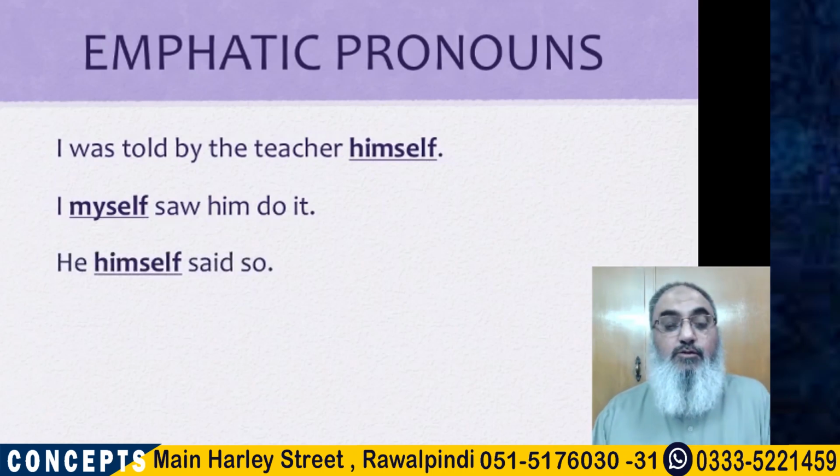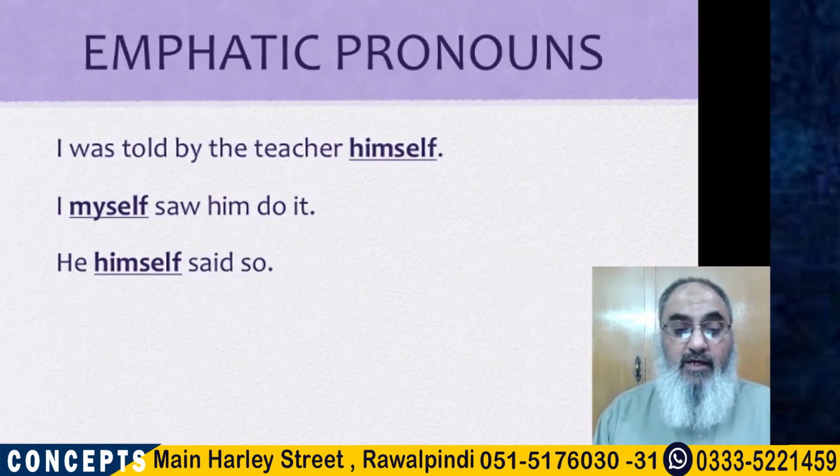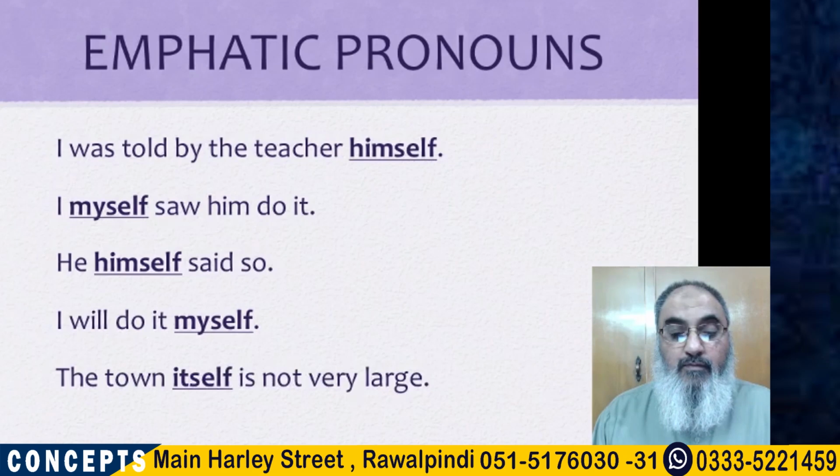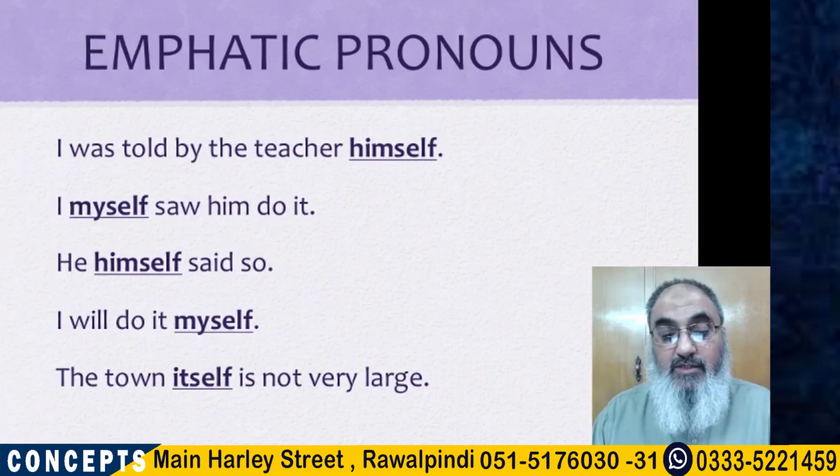He himself said so. Again, you can see the same thing. Himself can be removed from the sentence and still the sentence would be complete. I will do it myself. Again, without myself, the sentence would still be complete. I will do it. The town itself is not very large. Itself, again, is the emphatic pronoun because it can be removed from the sentence and the sentence would still be complete. The town is not very large.